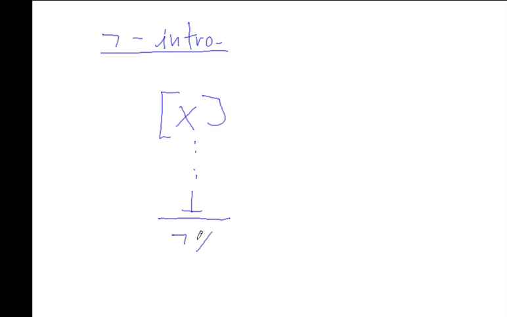So now I want to talk about the not introduction rule. The way it works is that if from some assumption x we get to a contradiction, that means we assume x, but then we see that it leads to a contradiction, then we can conclude not x.